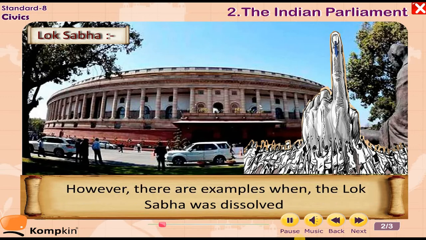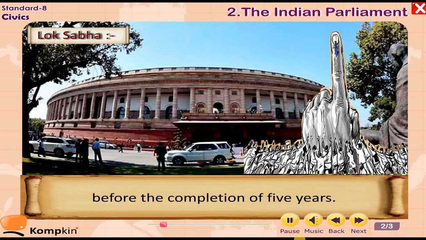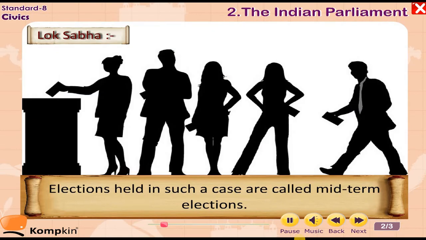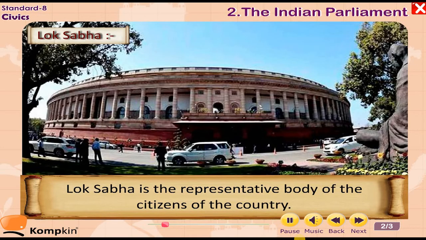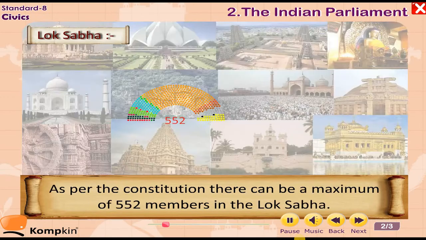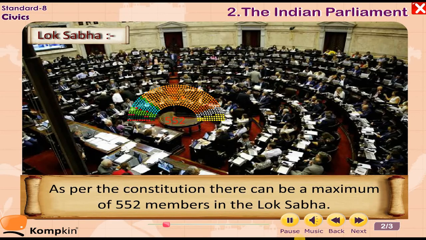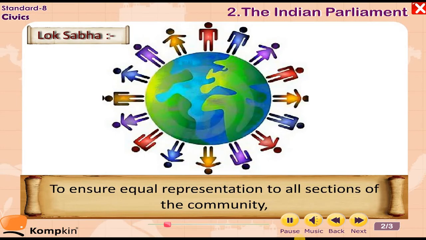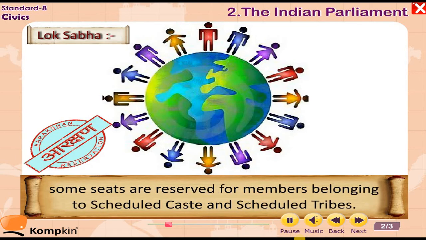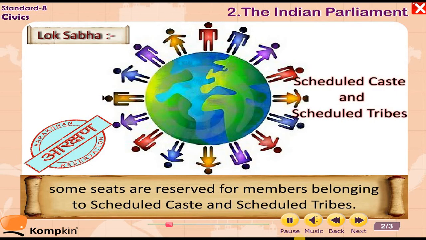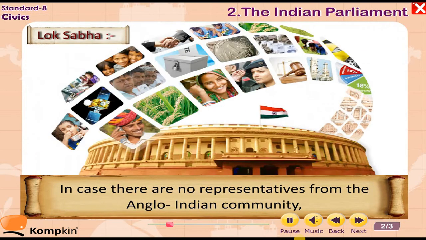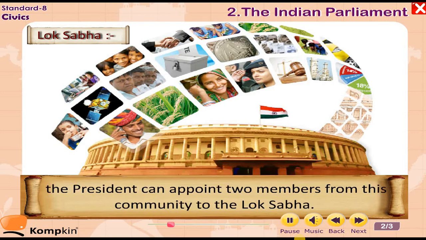These elections are known as general elections. However, there are examples when the Lok Sabha was dissolved before the completion of 5 years. Elections held in such a case are called midterm elections. Lok Sabha is the representative body of the citizens of the country. As per the Constitution, there can be a maximum of 552 members in the Lok Sabha. To ensure equal representation to all sections of the community, some seats are reserved for members belonging to scheduled castes and scheduled tribes. In case there are no representatives from the Anglo-Indian community, the President can appoint 2 members from this community to the Lok Sabha.